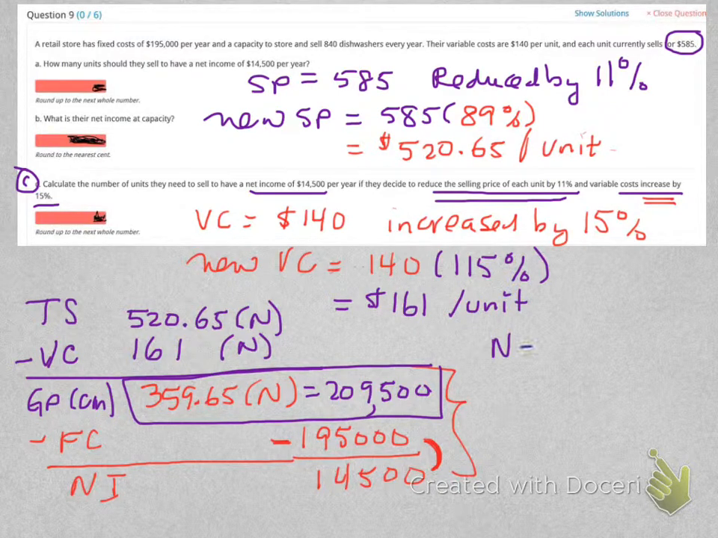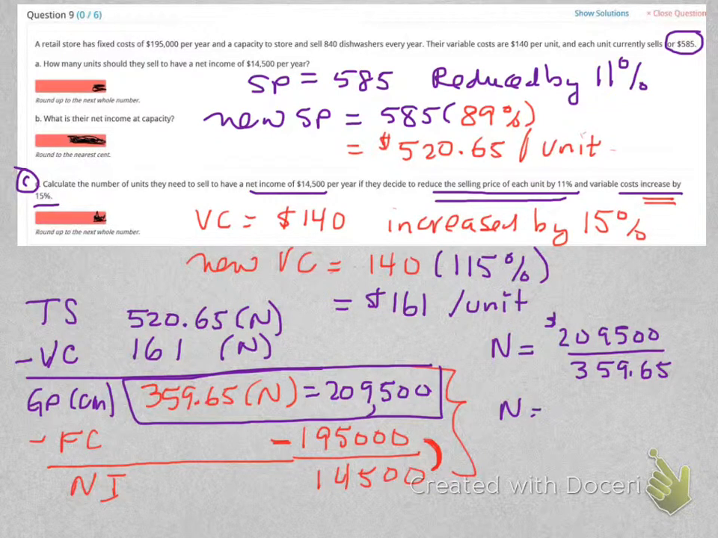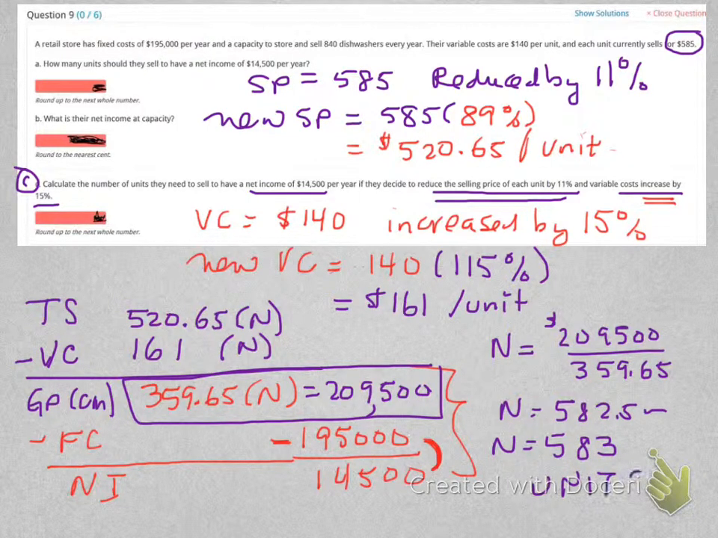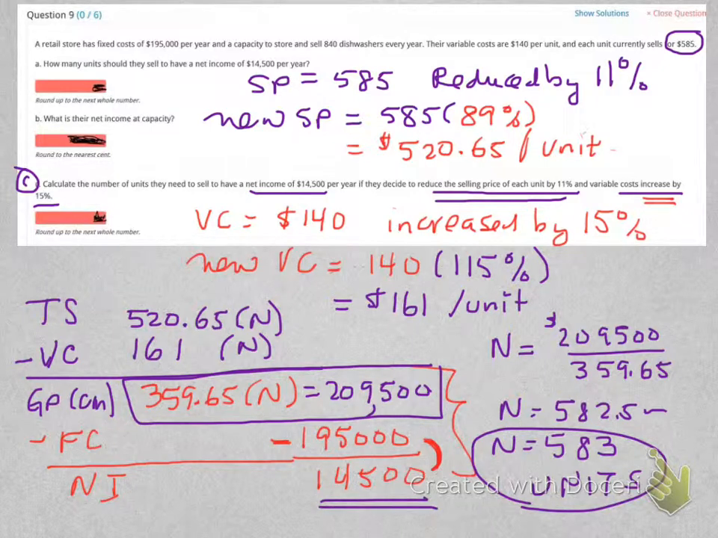N is simply going to be equal to $209,500 divided by $359.65 per unit, which is the contribution margin per unit. That gives you an N value equal to 582.5, or let's round that off to the nearest whole unit. N is equal to 583 units. So we need to sell at least 583 units in order to show a net income of $14,500.